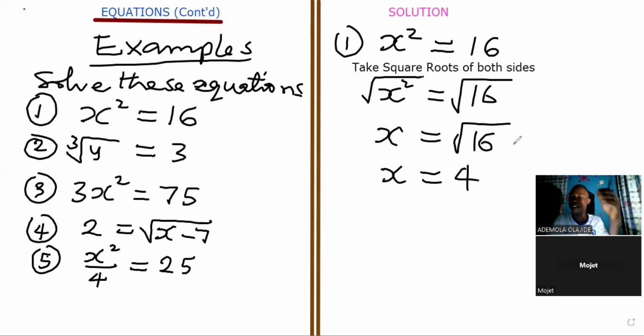9 times 9 is 81. Then 10 times 10 is 100. So 11 times 11 is 121. 12 times 12 is 144. At least if you know it up to that place, others you can just try and work out, check it out if the answer is right or not. Like 13 times 13 gives you 169, and so on. So we have x to be 4.